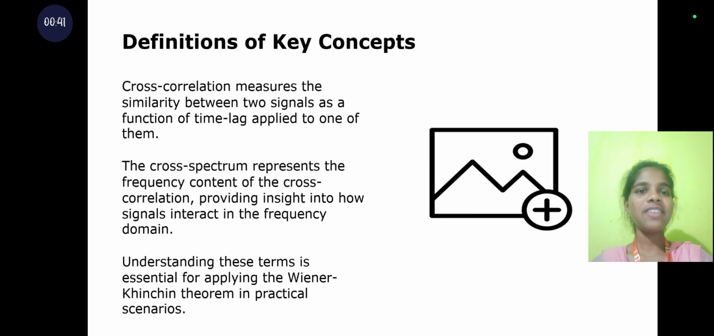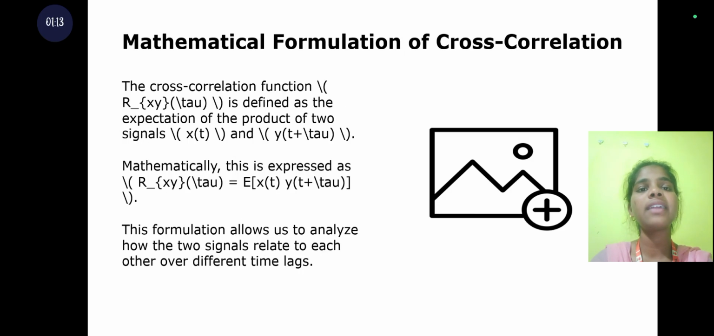Definitions of key concepts. Cross-correlation measures the similarity between two signals as a function of time lag applied to one of them. The cross spectrum represents the frequency content of the cross correlation, providing insight into how signals interact in the frequency domain. Understanding these terms is essential for applying the Wiener-Khinchin theorem in practical scenarios.